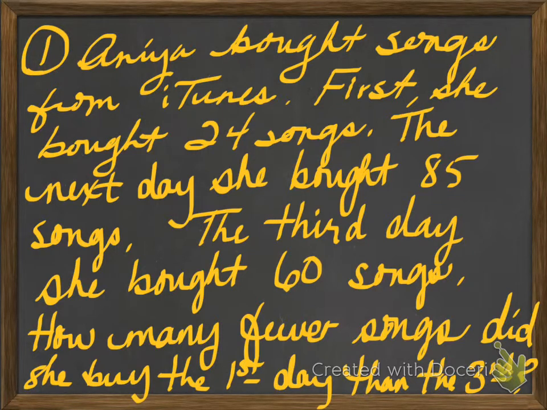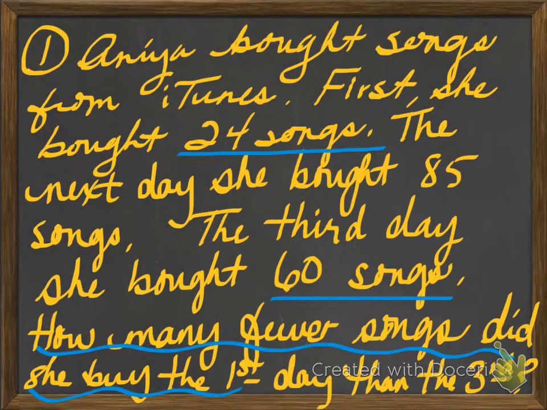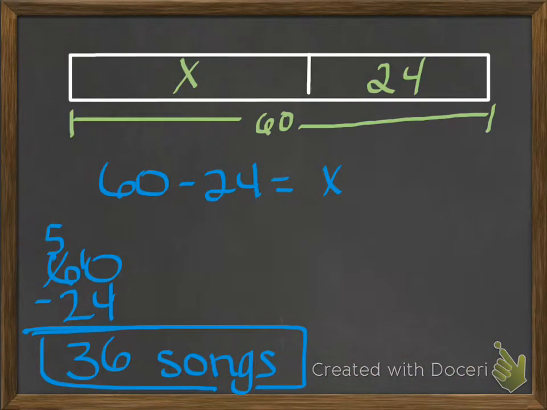Okay, the important information in this is that she bought 24 songs the first day, and on the third day she bought 60 songs. I know it's the important information because it asks how many fewer songs did she buy the first day than on the third day. It gives information that she bought 85 songs on the second day, but that's a distractor, so I'm going to mark that out.